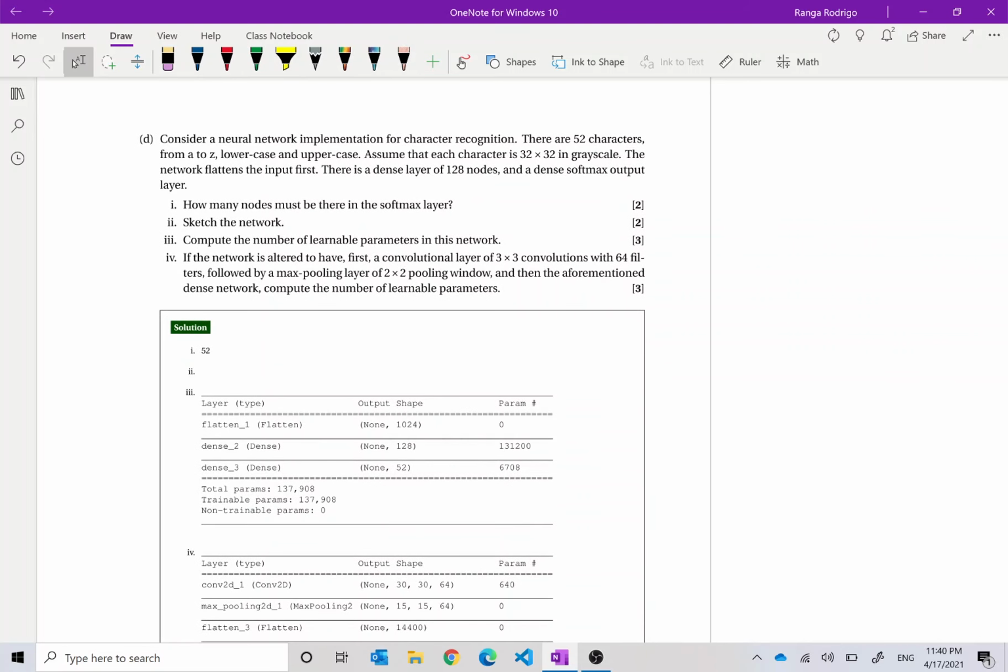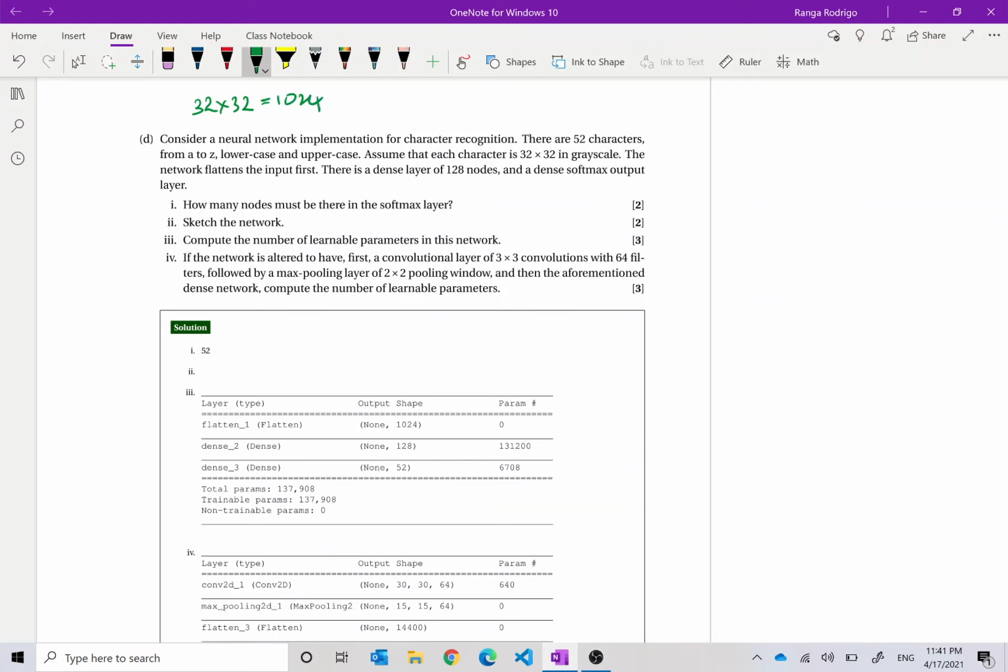Then let's go to part D, the last part. Consider a neural network implementation for character recognition. There are 52 characters from A to Z, lowercase and uppercase, so 26 for lowercase, 26 for uppercase. Assume that each character is 32 by 32 grayscale. The network flattens the input first. So each vector that we get at the beginning is 32 by 32, which is 1024.